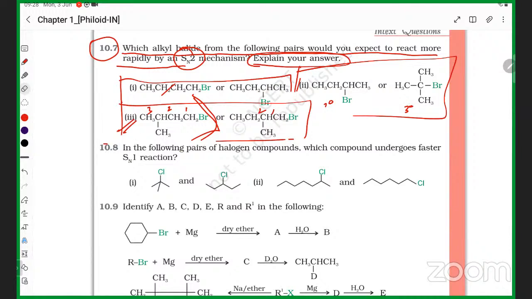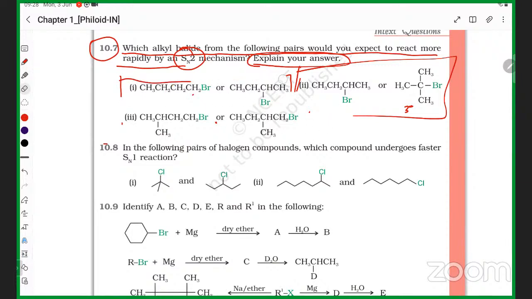Backside attack is possible in which one? In the first one backside attack is possible, but in the second one backside attack is not possible. Why? Because the branching is very close. Here, for the backside attack, the nucleophile has to attack from the back. If the nucleophile tries to attack here, easily it can attack. So the faster one is like that.